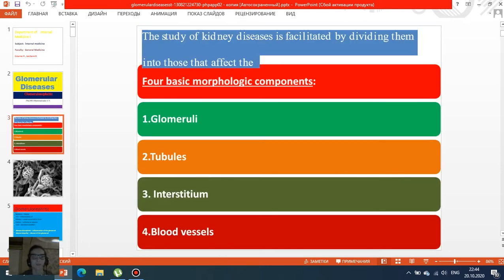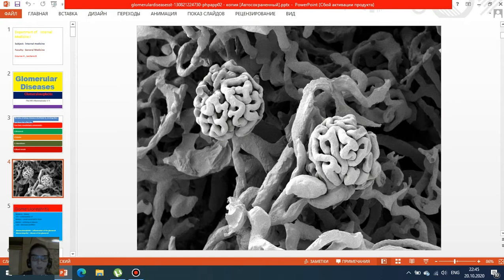So the study of kidney diseases is facilitated by dividing them into those that affect their four basic morphologic components. At first is glomeruli, second is tubules, third interstitium, and fourth blood vessels. So in this picture you can see glomeruli in electron microscopy.